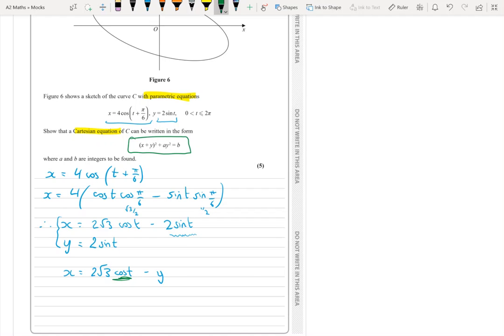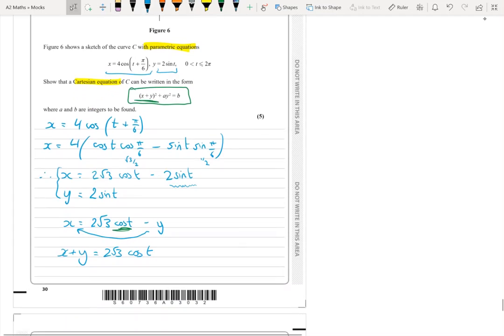It involves squared, and in particular it involves x plus y squared at the start there. So I'm going to use that inspiration to move this minus y term over to create x plus y equals 2 root 3 cos t. And it's squared in the answer. I'm going to square it now. So squaring both sides, x plus y squared equals 2 root 3 squared. 2 root 3 multiplied by 2 root 3 is 12. Cos t, when it's squared, we write as cos squared t.